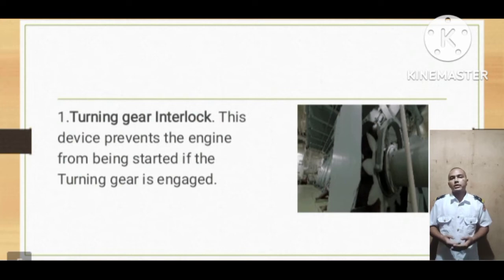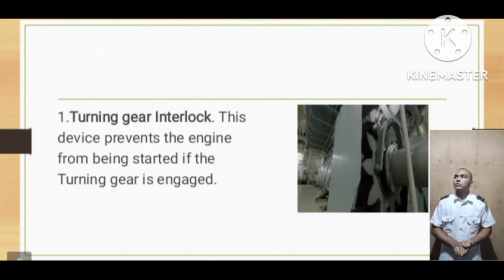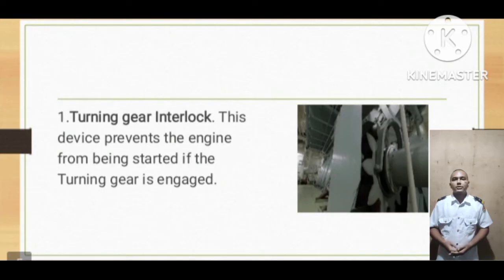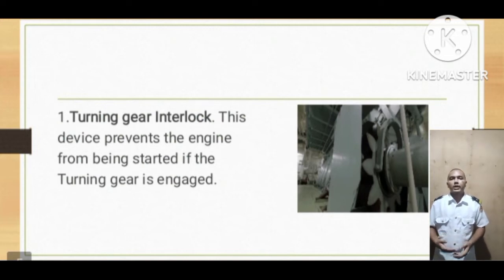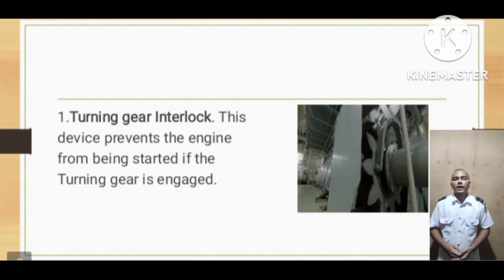The turning gear is used to turn the engine 1 or 2 revolutions prior to starting. So the turning gear interlock restricts the admission of starting air to the engine cylinders when the turning gear is engaged. If the starting air were allowed with the turning gear engaged, the turning gear along with the motor would fly off, puncturing the bulkhead.